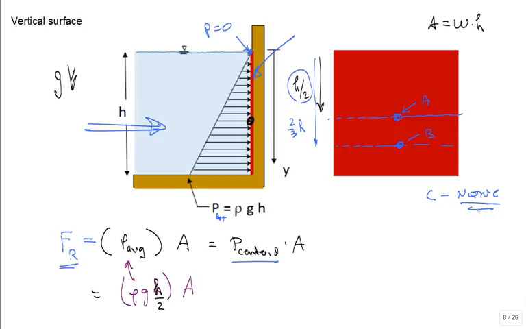7 seconds, running out of time. This is asking where we're going to place the centroid. It's a square. The red area is a rectangle, square. I shouldn't say square, it's a rectangle. I didn't say the width was the same as the height. It's a rectangle.